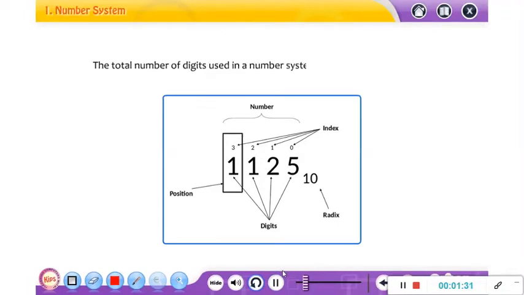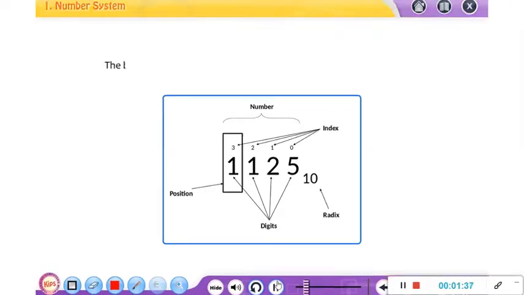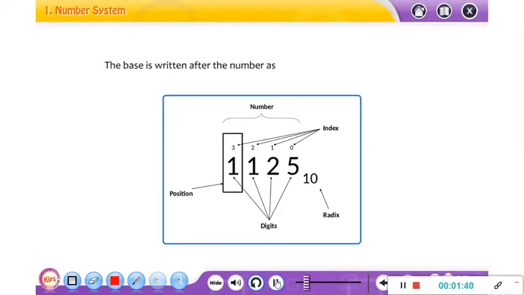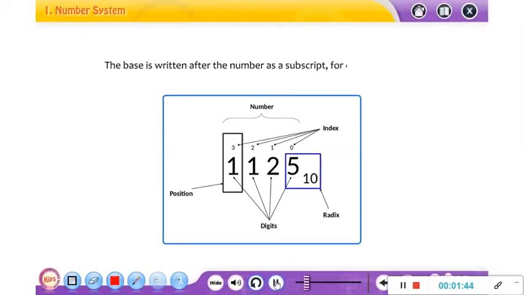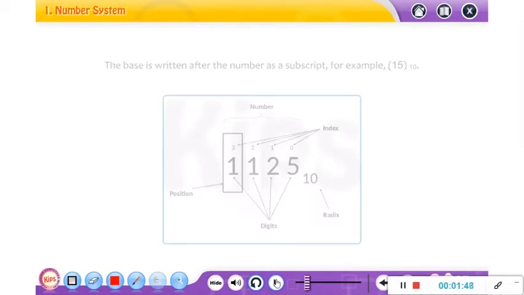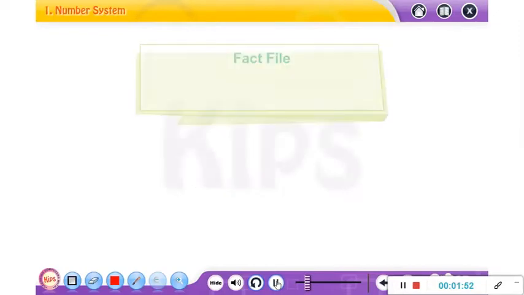The total number of digits used in a number system is called its base or radix. The base is written after the number as a subscript. For example, 15, the base is 10, which is written as subscript.